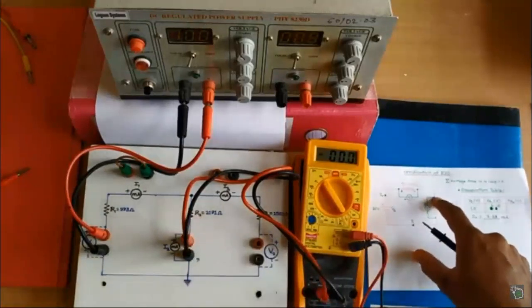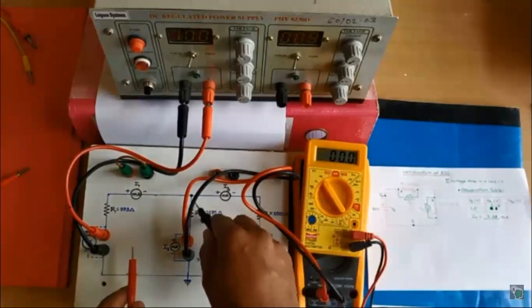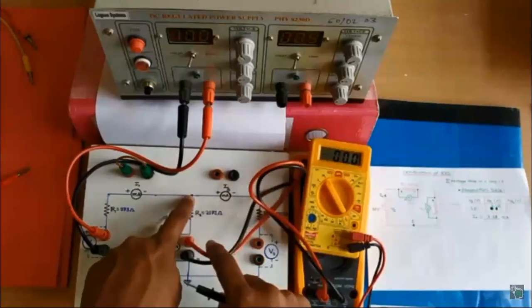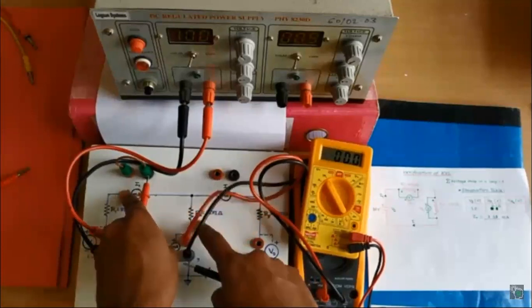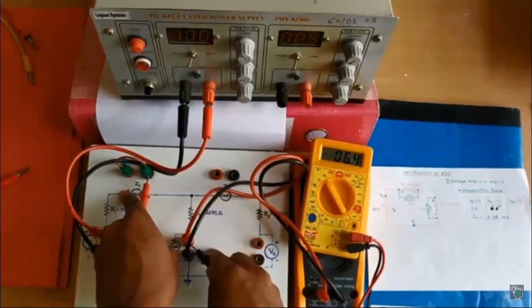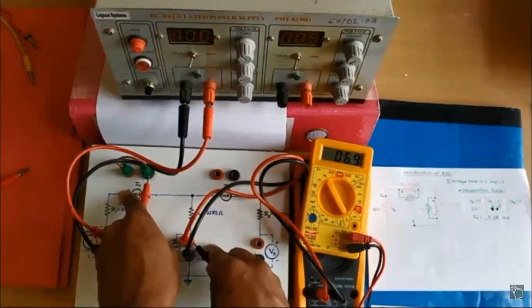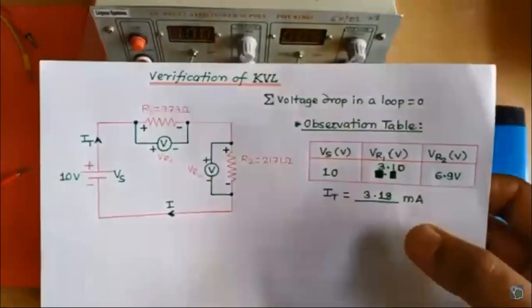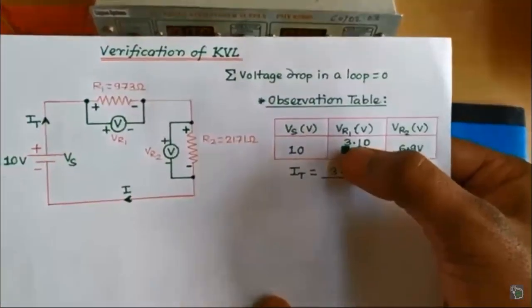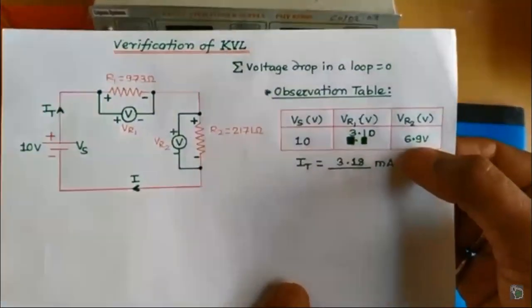VR2 is the voltage between this point and this point. You can see that one end of the resistance is connected over here, and another end is connected over here. So I will connect the multimeter in between these two points. What I am getting is 6.9 volt. We will note down this value. So friends, we have noted down the values of both voltages. VR1 is 3.1 volt and VR2 is 6.9 volt.